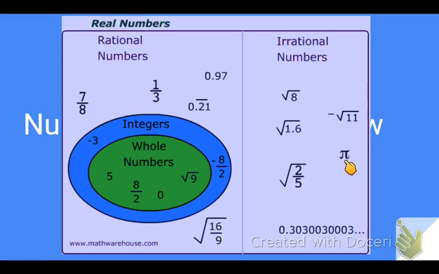Pi is an irrational number because it represents a decimal that never ends and it never repeats, just like this, 0.303003000. It has similar numbers, but it does not ever repeat itself. So this is a non-terminating decimal. It never ends, just like pi. So anything that does not simplify underneath a radical or does not end as a decimal would be considered irrational. Everything else that can be written as a fraction is considered a rational number.